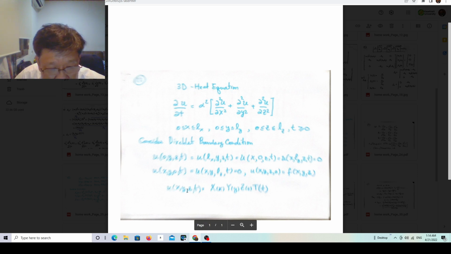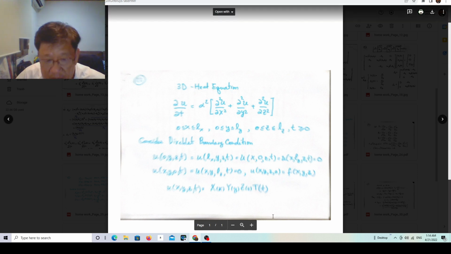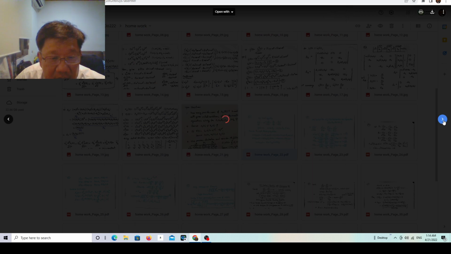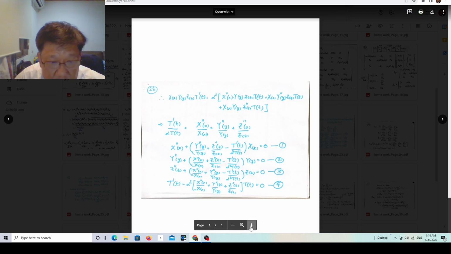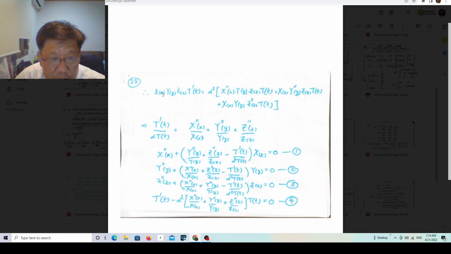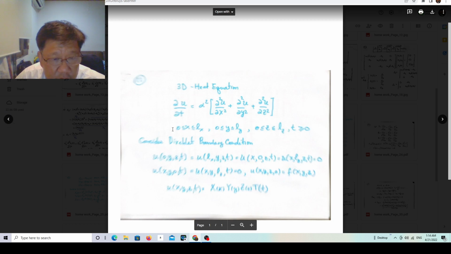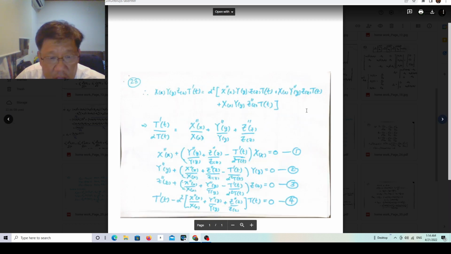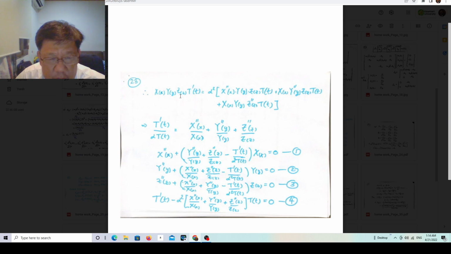And you can write this general function in a product form of functions for each domain: capital X as a function of x, capital Y as a function of y, capital Z as a function of z, and capital T as a function of t. For this one we extend a similar analysis. If you substitute this product form of the separable function into the original heat equation, you end up having this relationship. Since the left hand side is first order with respect to t, the X, Y, Z part becomes a constant, and you find the first derivative for only T.